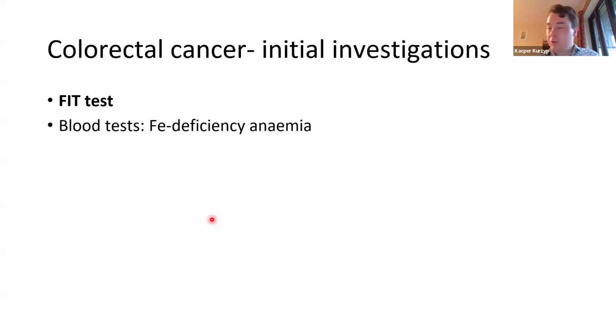The key thing you want to say is you want to do a FIT test, looking for a trace of blood in the stool. And also you may want to do bloods, such as a full blood count and ferritin. Iron deficiency anemia would be consistent with potential bowel cancer.